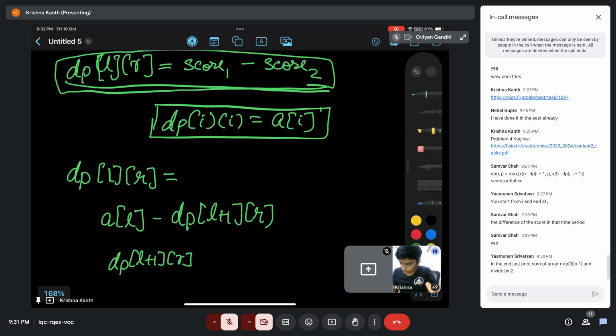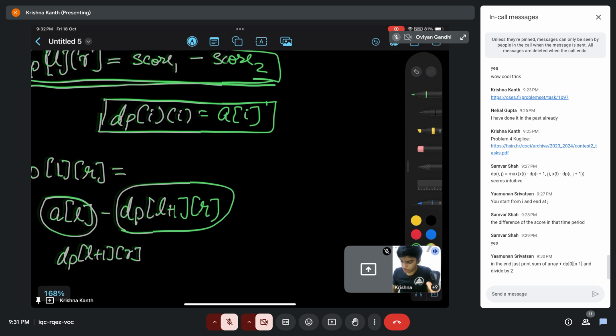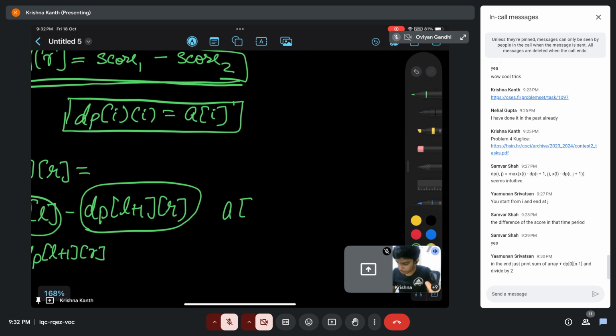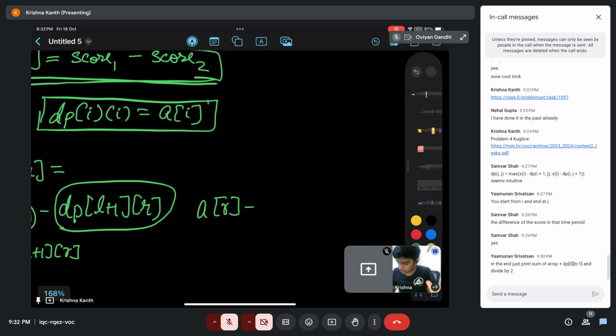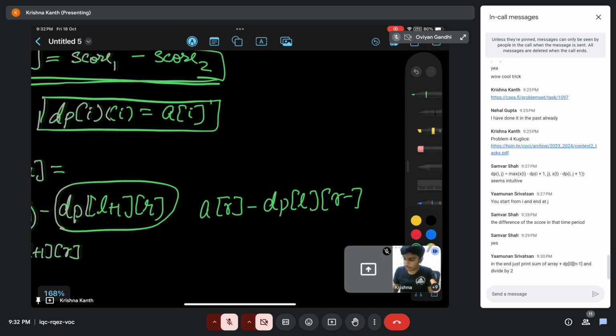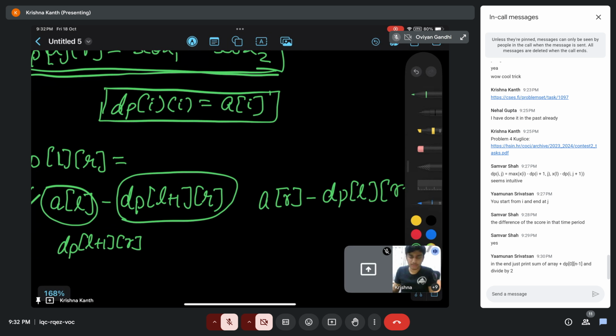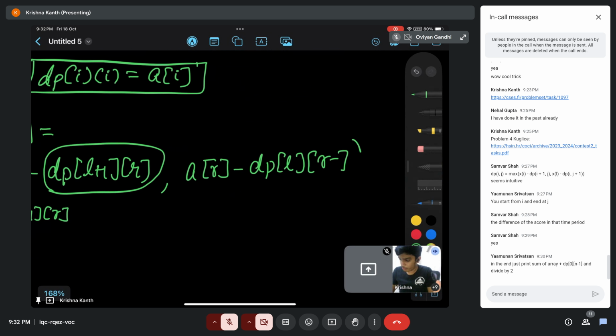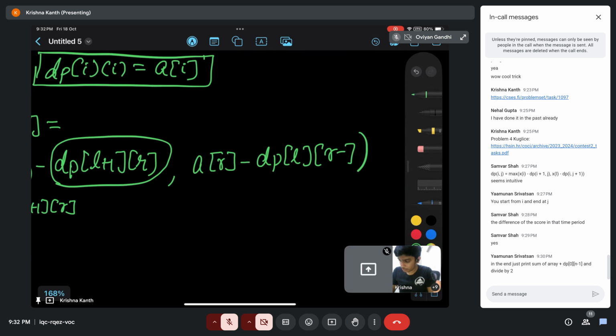Now he has made a move, and then the opponent would now play on the array L+1 to R. So this is one of the choices that he has, or he could have taken the right element, and again the same thing would follow. Now the game will be played on DP[L][R-1] by the second player. That difference of scores will be subtracted from this for the player. Clearly the player wants to maximize this value, so he will take the maximum of these two. Does this make sense?